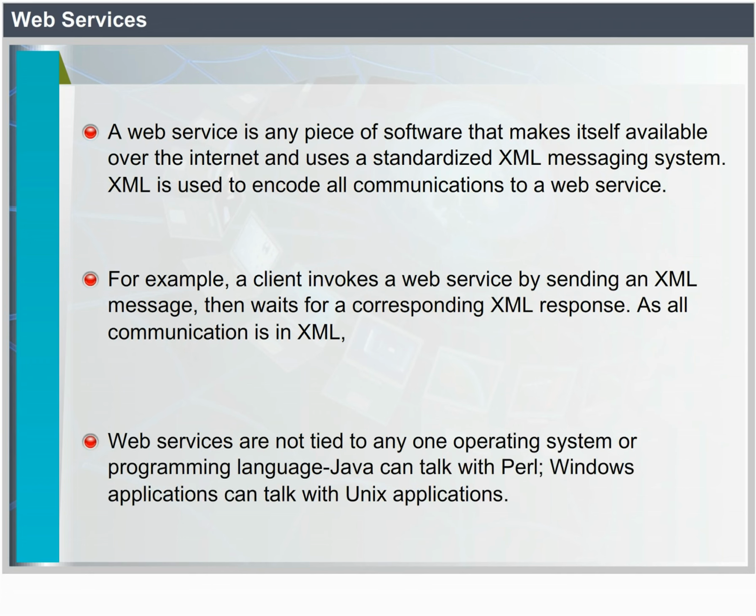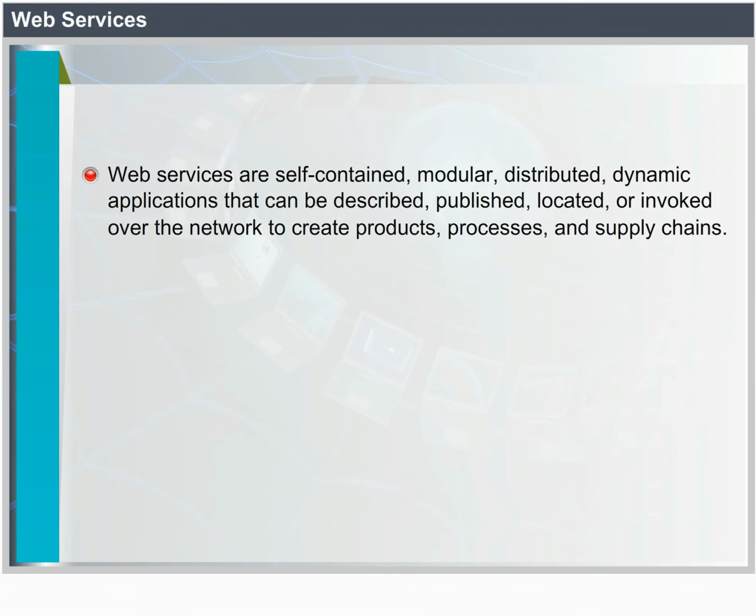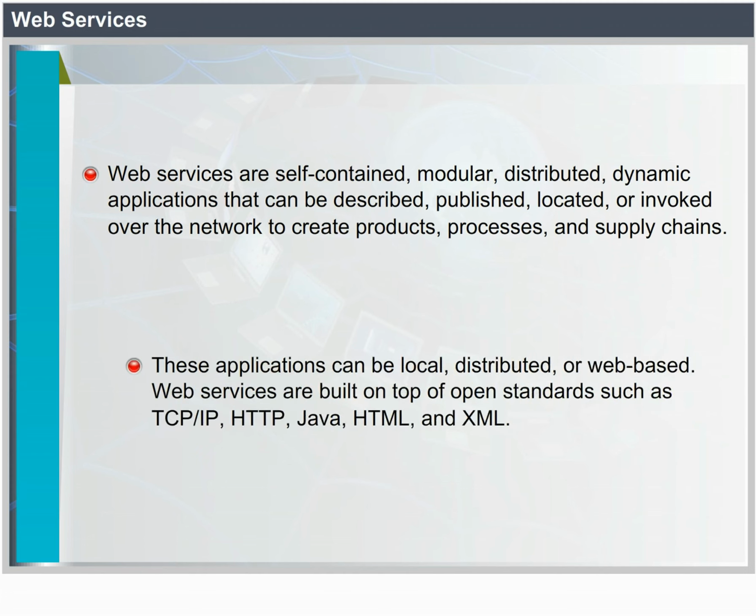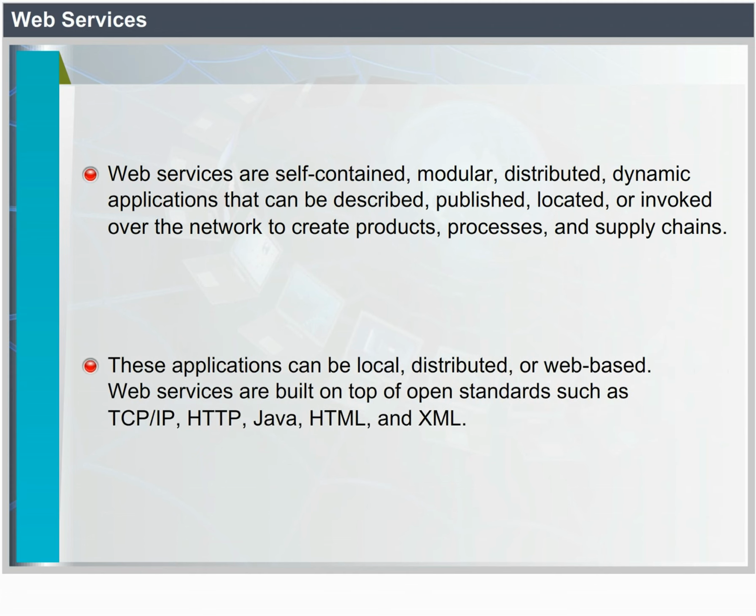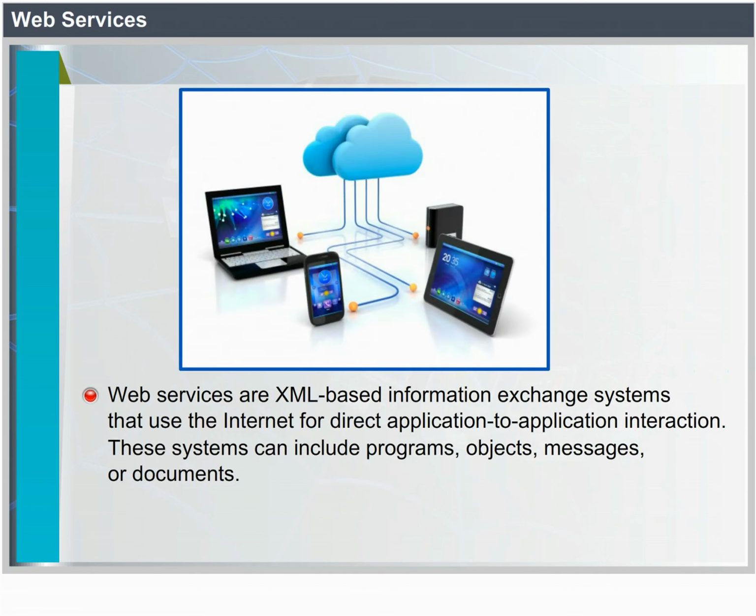Web services are self-contained, modular, distributed, dynamic applications that can be described, published, located, or invoked over the network to create products, processes, and supply chains. These applications can be local, distributed, or web-based. Web services are built on top of open standards such as TCP/IP, HTTP, Java, HTML, and XML. Web services are XML-based information exchange systems that use the Internet for direct application-to-application interaction. These systems can include programs, objects, messages, or documents.